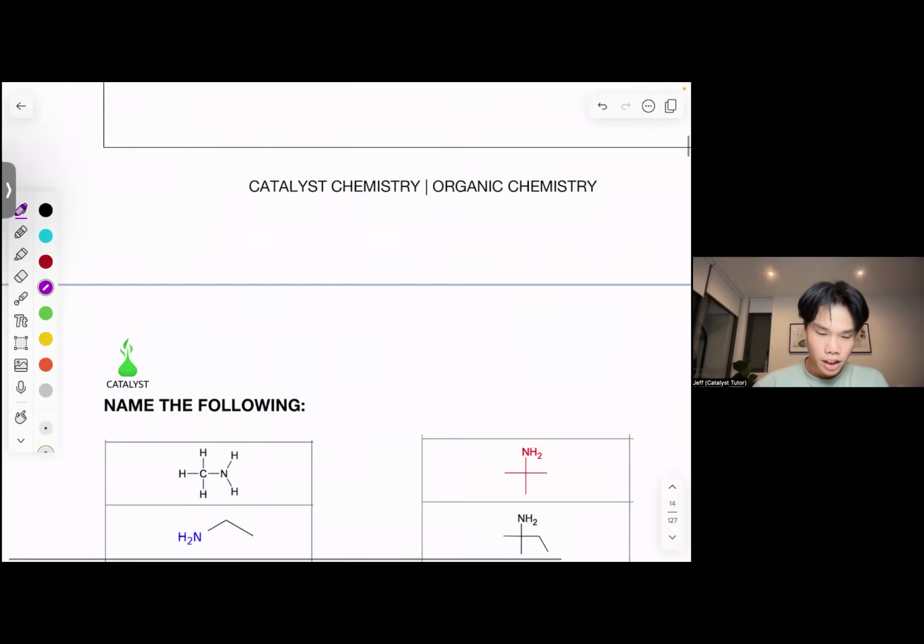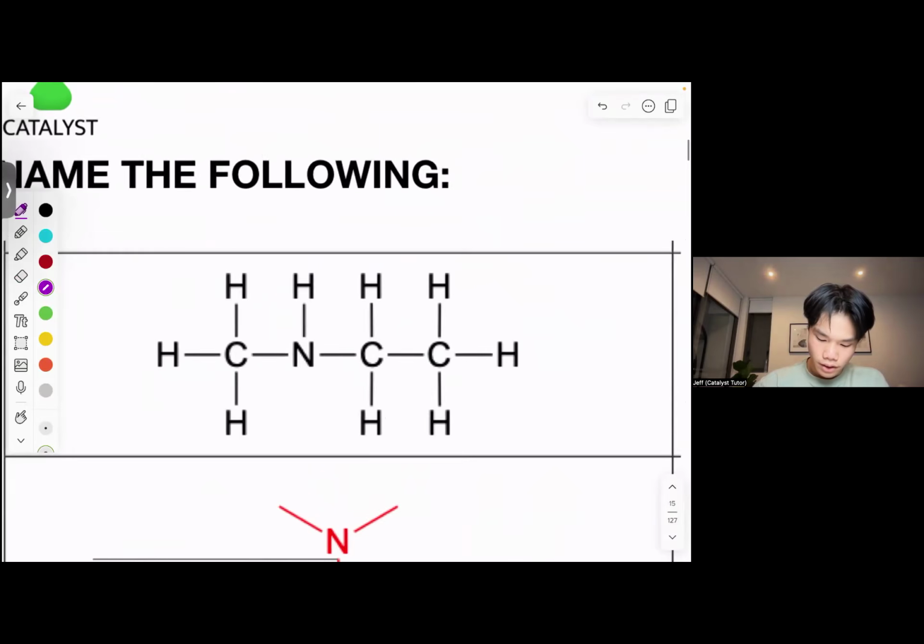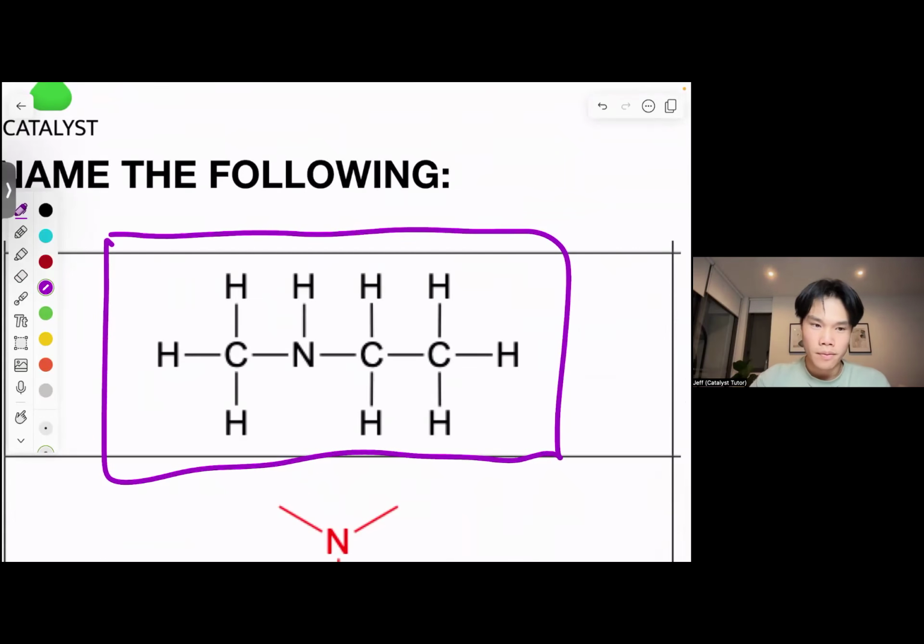Secondary amine suddenly becomes a little bit harder. Something like this. So how do you name this? A secondary amine. Type in chat. Is that a question? Do we need a locant? What do you reckon? Yes or no? Yes, no, yes, no.